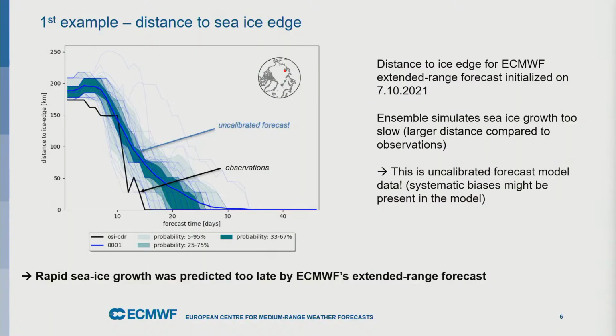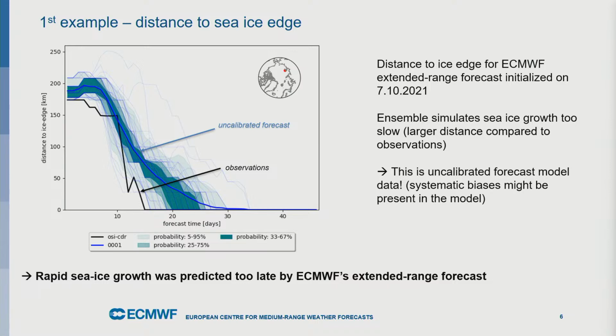It's very close to where one of the vessels got stuck this year. And what I did then is I calculated the distance of that point to the sea ice edge for observations and for the models. And the result you can see here on the left-hand side. On the x-axis, you have the forecast time, so 0 means it's the 7th of October 2021. And on the y-axis, you have the distance to the sea ice edge.